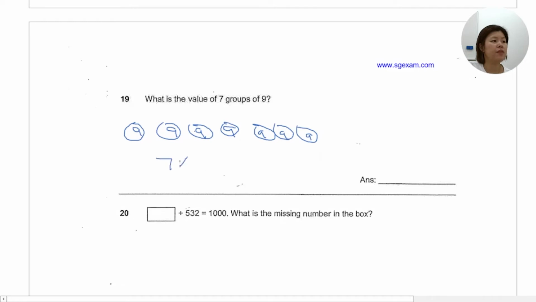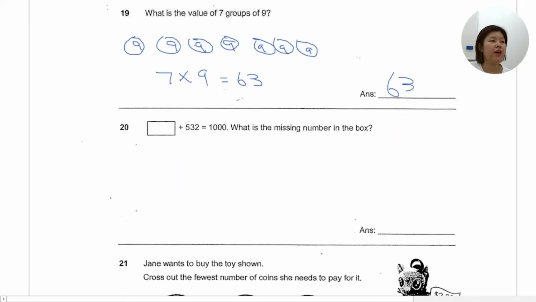So it's 7 times 9 equals to 63. Next, what plus 532 equals to 1,000? So we can take 1,000 minus 532. You borrow, and you borrow, is 478.